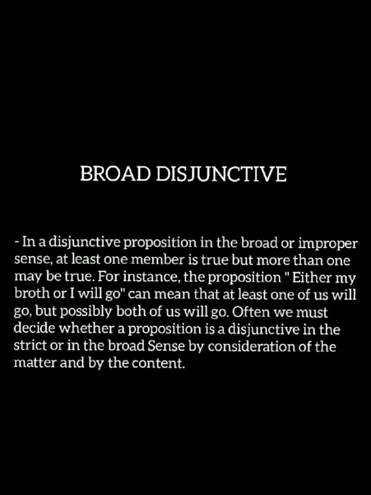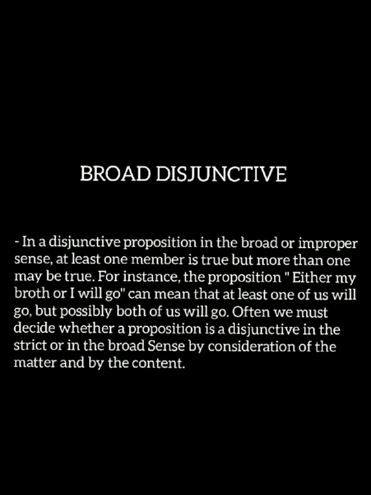Broad disjunctive. In a disjunctive proposition in the broad or improper sense, at least one member is true, but more than one may be true. For instance, the proposition, either my brother or I will go, can mean that at least one of us will go, but possibly both of us will go. Often we must decide whether a proposition is a disjunctive in the strict or in the broad sense by consideration of the matter and by the content.